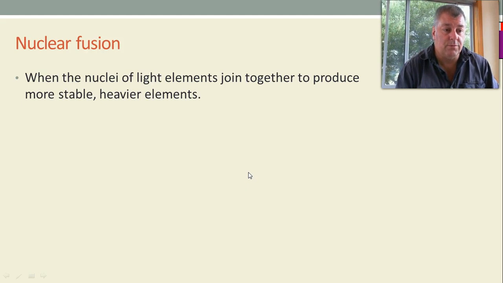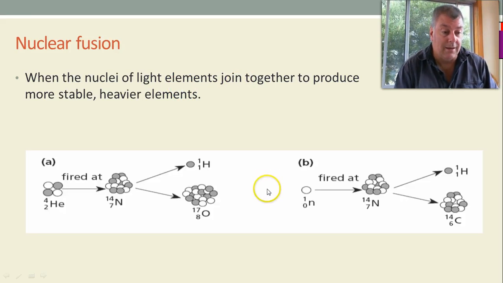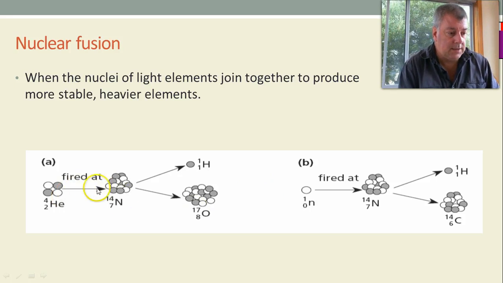What about fusion? Well, fusion is when you take lighter elements and you join them together to make more stable, heavier elements. And that's what's happening in the Sun, and we can make it happen as well. In this case, we're bombarding nitrogen-14 with an alpha particle, and we're forming oxygen-17 and a proton.